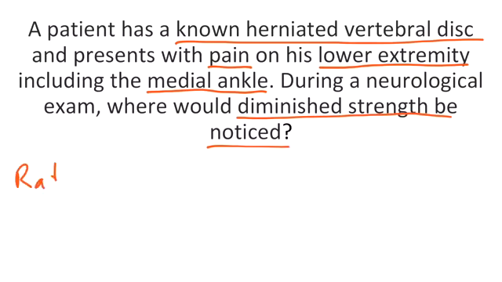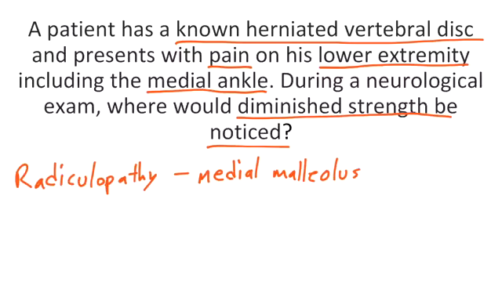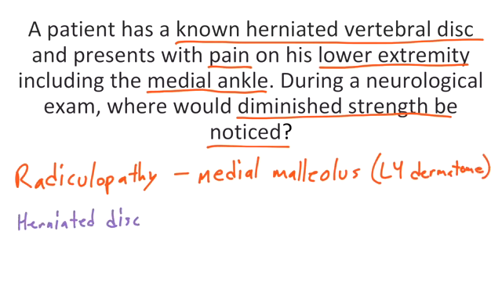So basically, the patient has radiculopathy, resulting in pain of the medial malleolus. What spinal cord level are we dealing with here? Well, the medial malleolus is part of the L4 dermatome. If the herniated vertebral disc were to result in decreased strength, we would expect the strength to be decreased at the L4 myotome. So how would you test this clinically?